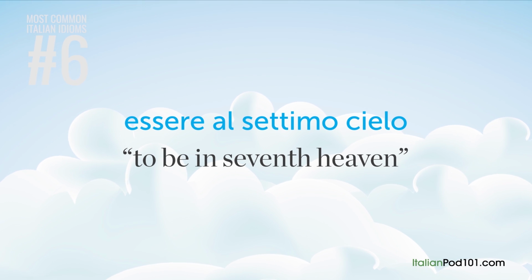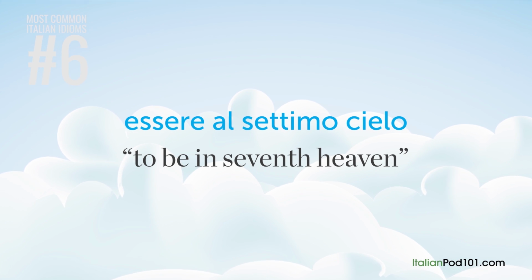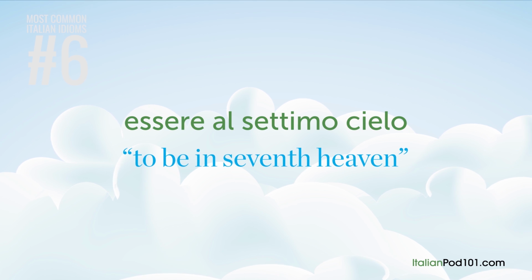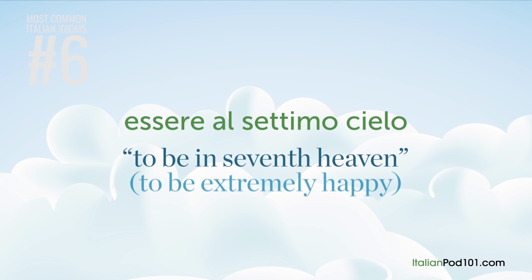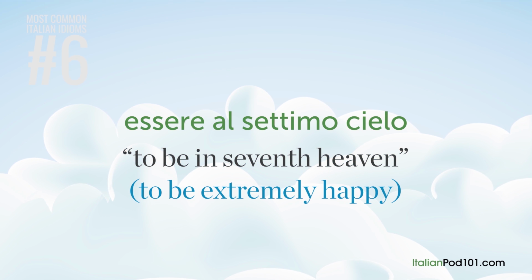Essere al settimo cielo. This idiom has the perfect analog in English, to be in seventh heaven, meaning to be extremely happy. This expression comes from the philosophy on which Dante's comedy is based. According to this philosophy, the earth is in the center of the universe, surrounded by 7 concentric heavens. Seventh heaven was the highest degree of elevation for man.